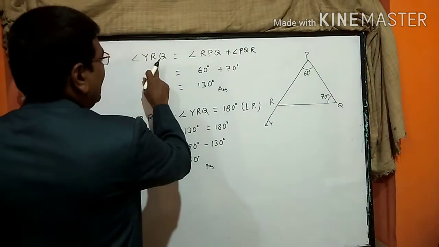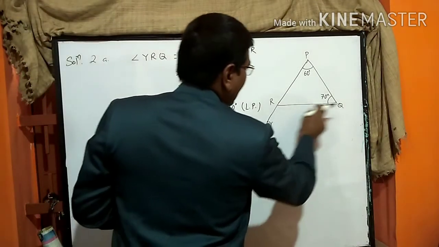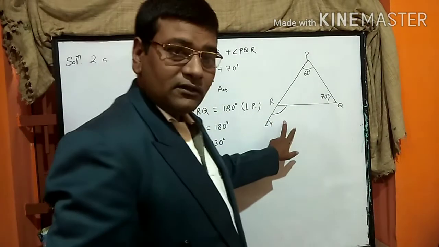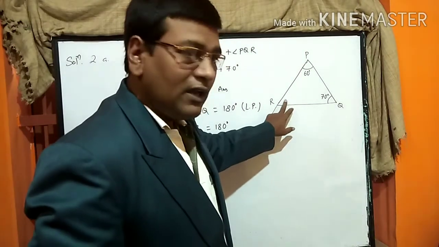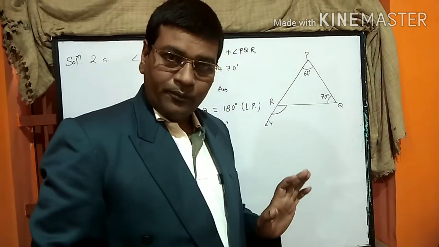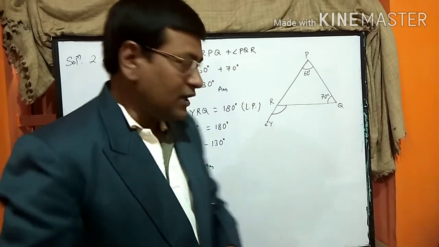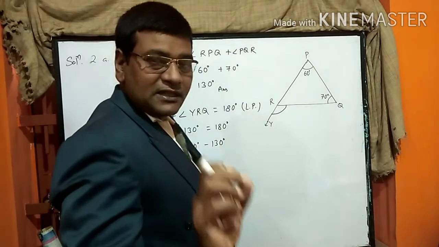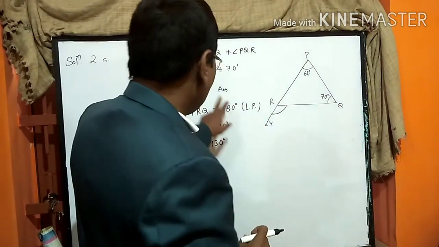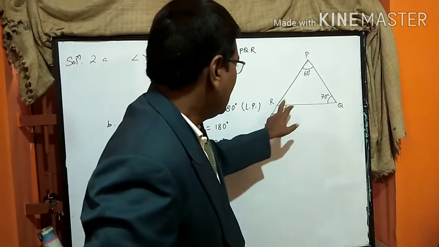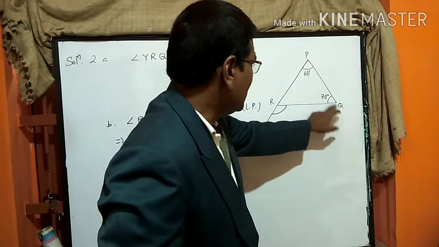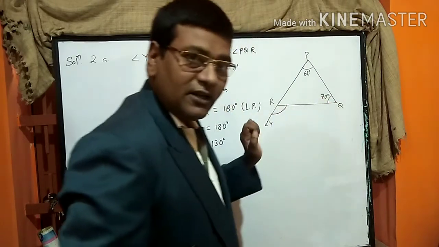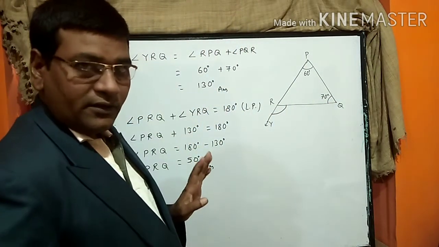Angle YRQ. YRQ, that means this exterior angle. And you know that this exterior angle equals, बगल वाला छोड़ दो, बाकी दोनों जोड़ दो. Sum of two opposite interior angles. So we will add 60 and 70. 60 plus 70 is 130 degree. Here angle RPQ 60 degree, angle PQR 70 degree, and this is 180.